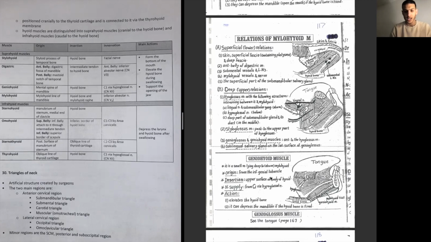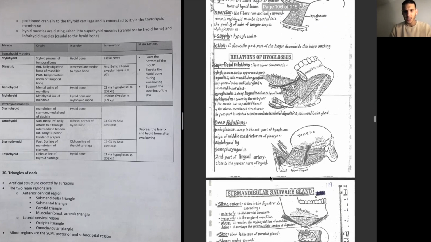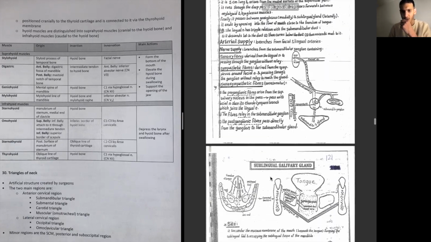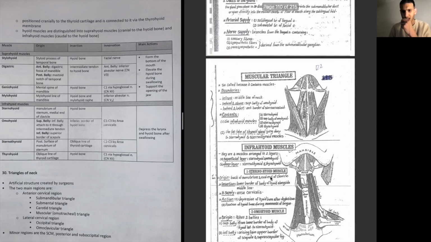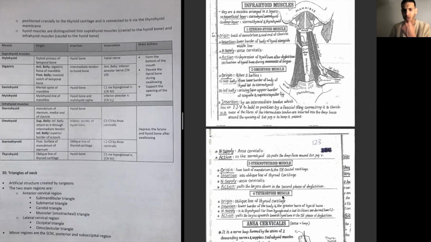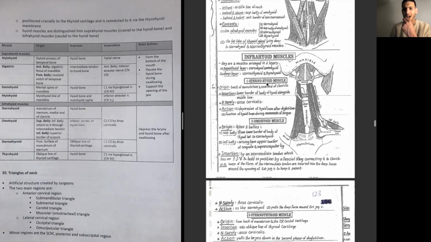Then we're going to discuss the infrahyoid muscles. Yes, the infrahyoid muscles are the sternohyoid muscle, the omohyoid muscle, the sternothyroid muscle, and the thyrohyoid. From their name, sternohyoid, from the sternum to the hyoid bone. Omohyoid is made up of two bellies, the superior belly and the inferior belly, which is attached to it through the intermediate tendon.